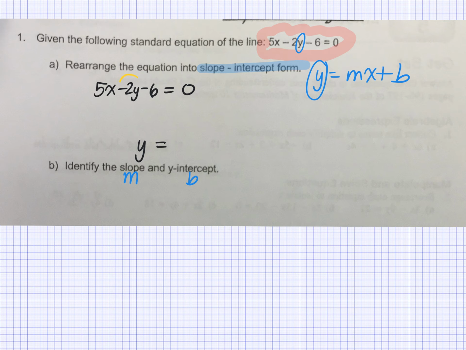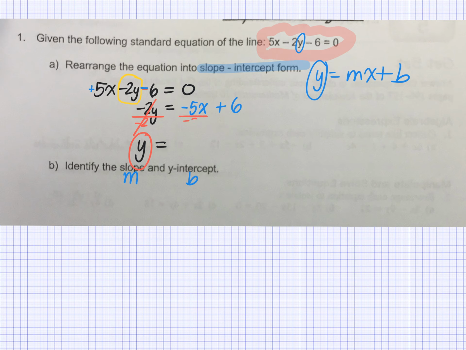We have a negative 2y. That stays, negative 2y. Is the 5x a positive or negative? It's a positive, so when I remove it and bring it to the other side, what does it become? Negative. The negative 6 becomes positive 6. Divide everything by negative 2. That's how we get y equals.